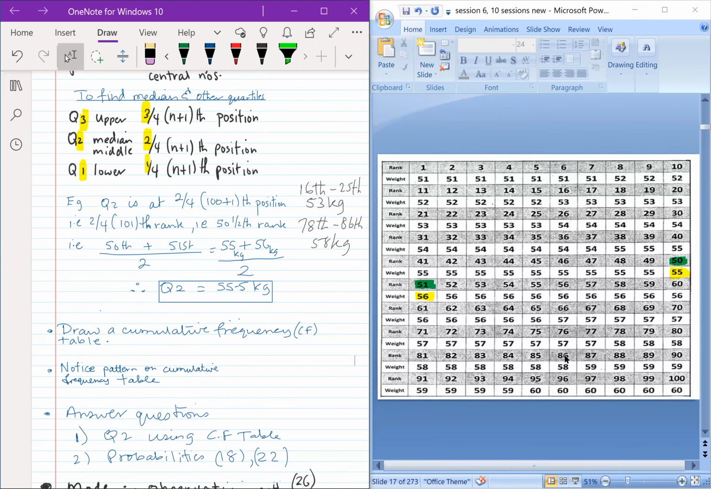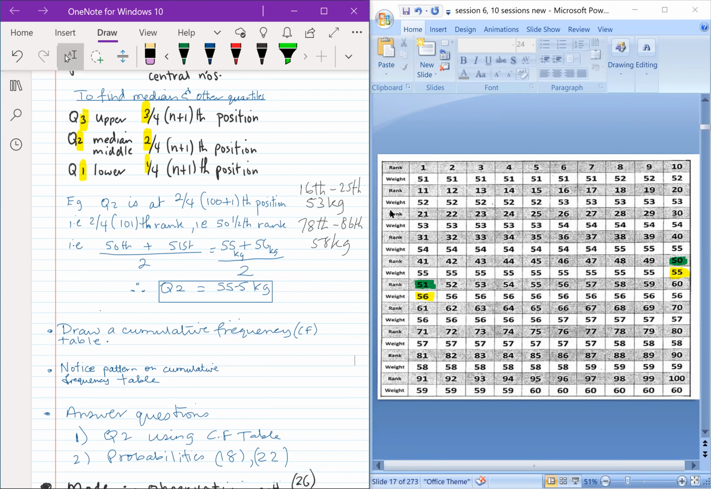And if you notice, from the time you go to the 87th person's weight, if you put them in order, that person now starts to weigh 59 kilograms. So there's a pattern that we could use when we come up with a cumulative frequency table, which is pretty easy to come up with, that could help us to find the weights of people in various positions.